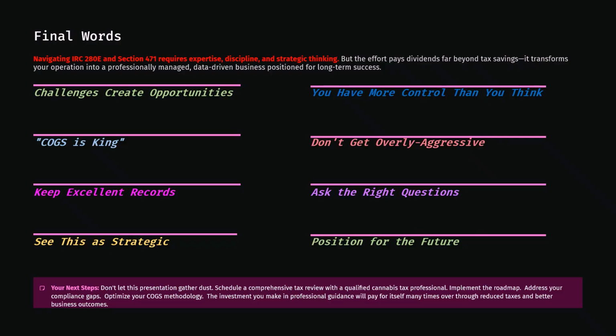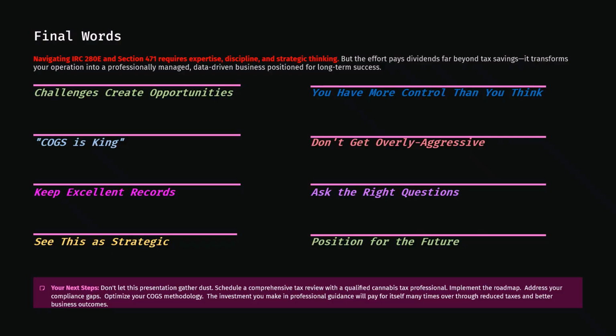Include everything in COGS that you're legitimately allowed to include. Leave no dollar on the table that belongs in your inventory cost basis. So keep excellent records that support every allocation, every cost classification, every material transaction. Documentation is your only defense during an audit.